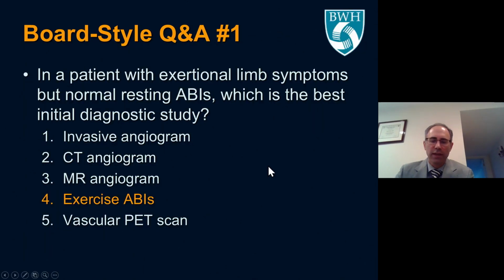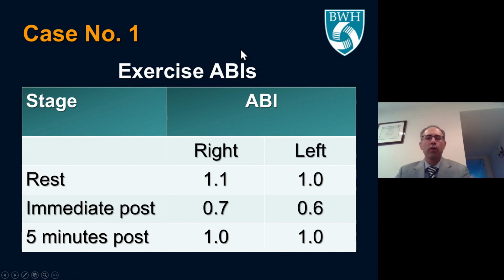And here we can see those answers. And so that's exactly what was done for this patient. So we can see at rest, the right ABI is 1.1, left is 1.0. With exercise, we're looking to provoke a drop in the ankle brachial index. And what do we see? A drop. So we go immediately post-exercise down to 0.7 on the right and 0.6 on the left, and then he recovers at 5 minutes post. So this is a patient with bilateral, left worse than right, peripheral artery disease that we brought on with exercise.